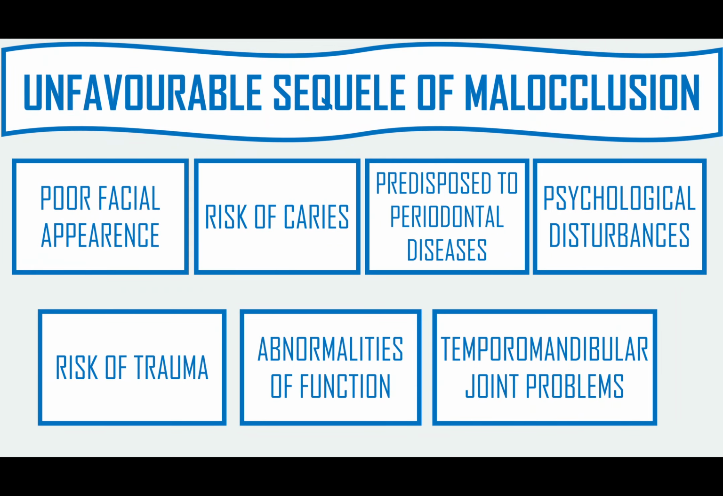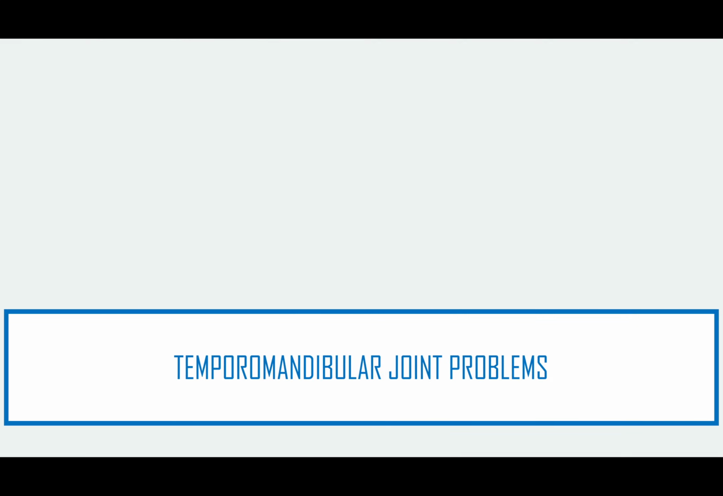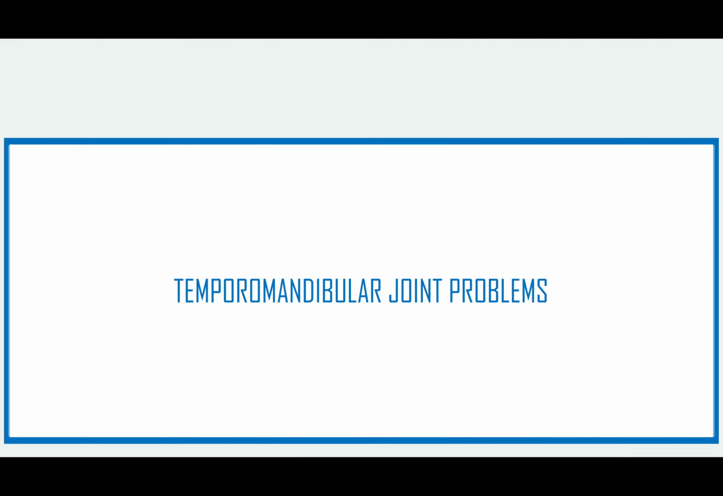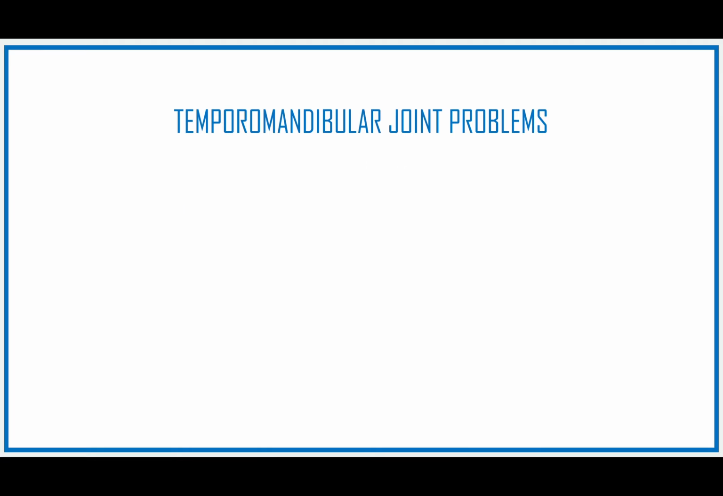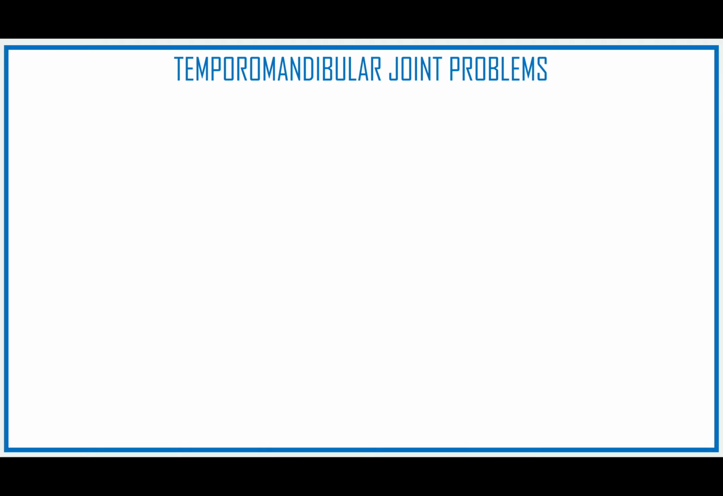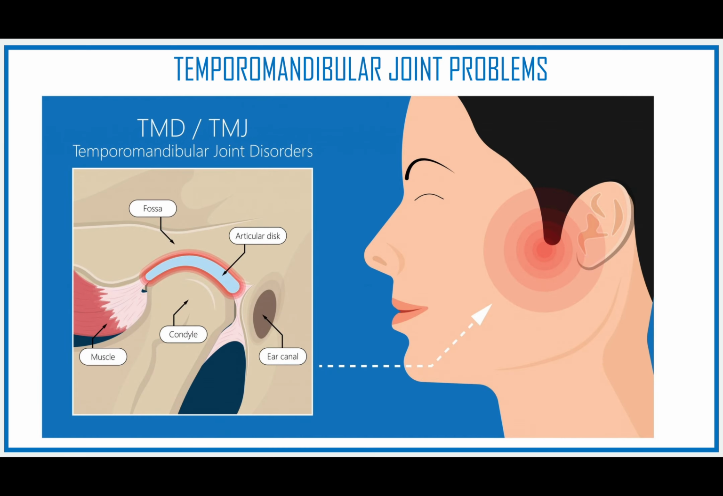Seventh important unfavorable sequela of malocclusion is temporomandibular joint problem. Although the link of TMJ problems to malocclusion is not that much experimentally proven, in most cases malocclusion leads to temporomandibular joint problem. Malocclusion associated with occlusal prematurities and deep bite are believed to be a cause of TMJ problems, such as pain or dysfunctions.